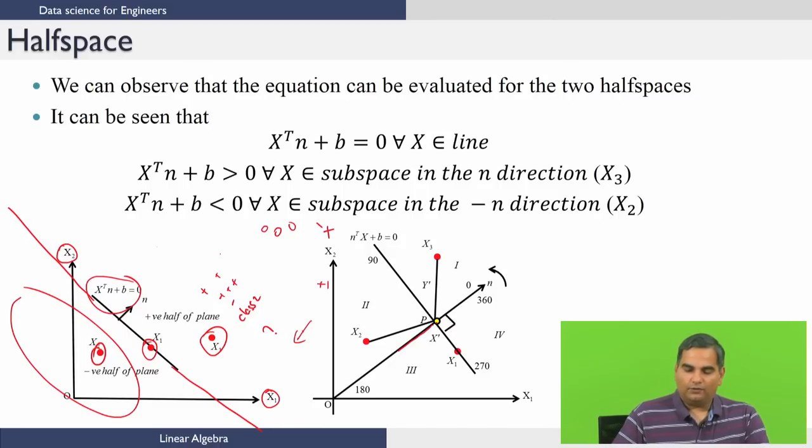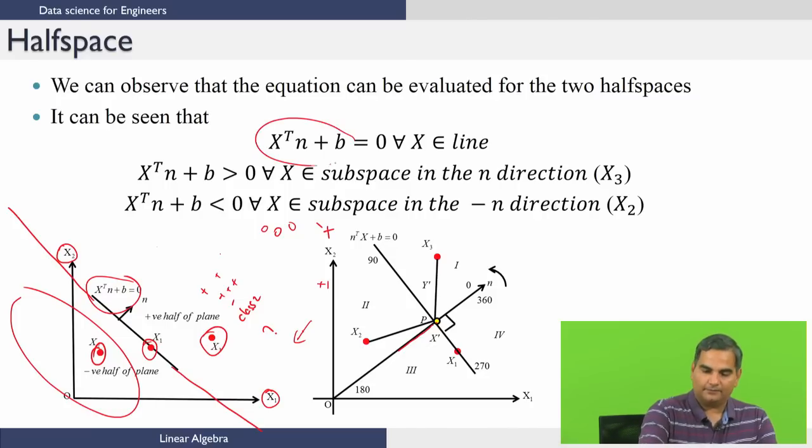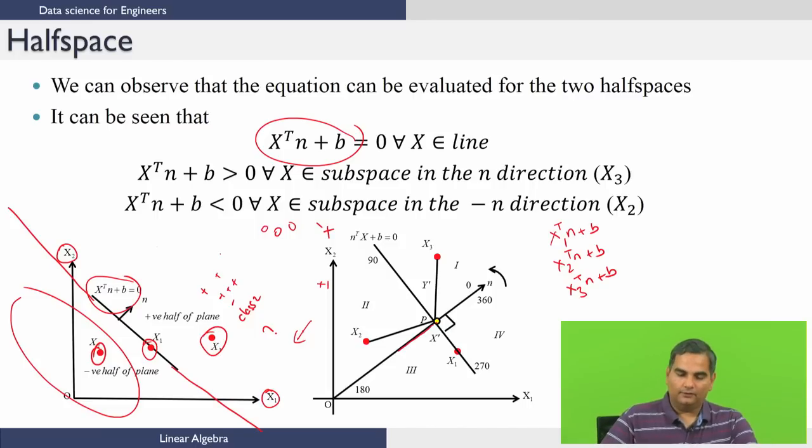Now, what we want to know is where the points x1, x2, x3 lie. To do this, we are going to evaluate a discriminant function, which is basically the equation of the line. So, we want to understand what this will be, what this will be, and what this will be. Now, when we look at point x1, we know that the point lies on the line. So, this is going to be 0. So, this is straightforward.